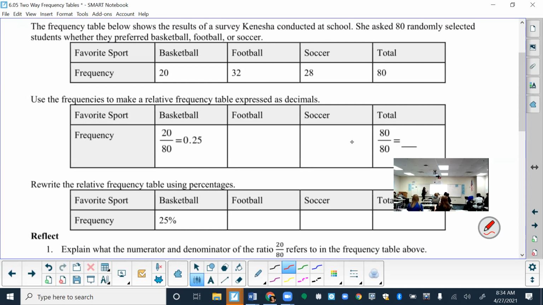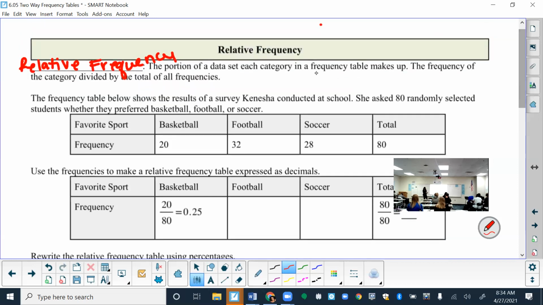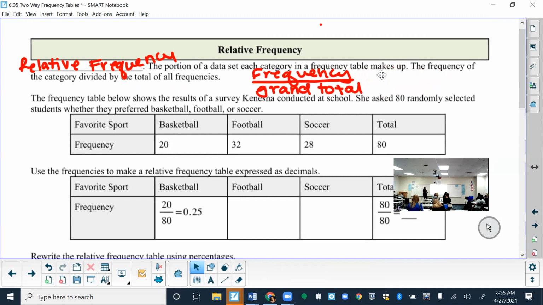If she wanted to make a relative frequency table, it would look something like this. To find out what decimal or percent it's going to be, it's whatever the frequency is divided by the grand total. You can even write that over here to help you out. So frequency divided by your grand total is basically your relative frequency. And I'm also going to put times 100%, because usually you'll see it as a percent.